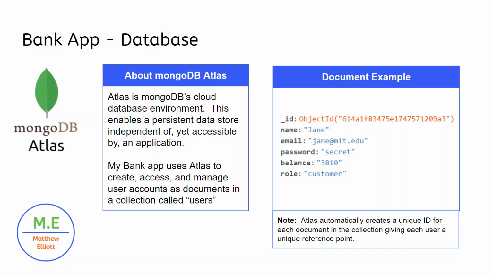And here's an example of one of the user accounts in the system. And what's nice is MongoDB Atlas creates a unique ID for every document that's in a collection. In this case, it's my users collection. And that's a little bit about the API, data abstraction layer, and the database.